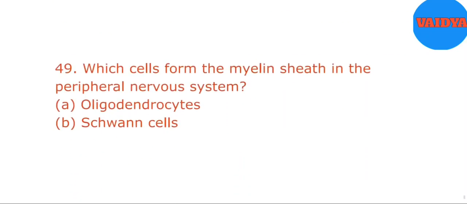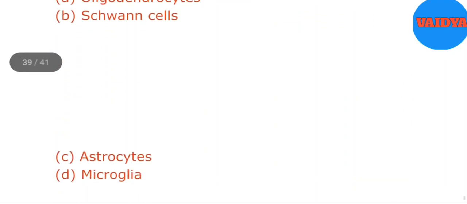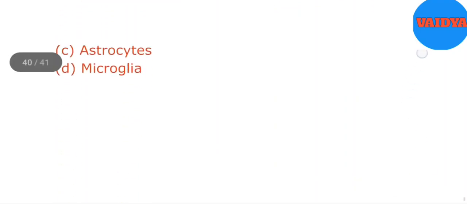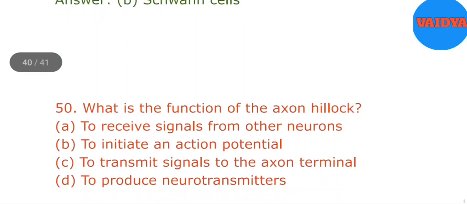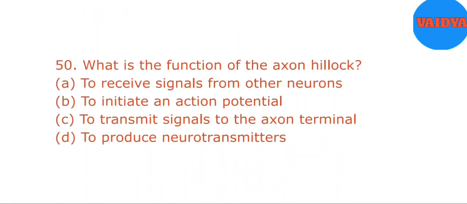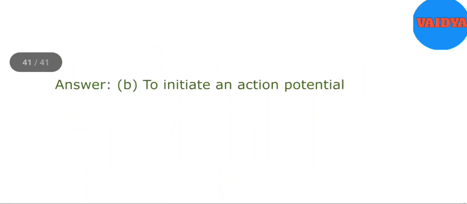49. Which cells form the myelin sheath in the peripheral nervous system? A. Oligodendrocytes. B. Schwann cells. C. Astrocytes. D. Microglia. Answer: B. Schwann cells. 50. What is the function of the axon hillock? A. To receive signals from other neurons. B. To initiate an action potential. C. To transmit signals to the axon terminal. D. To produce neurotransmitters. Answer: B. To initiate an action potential.